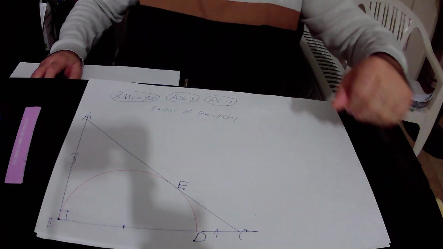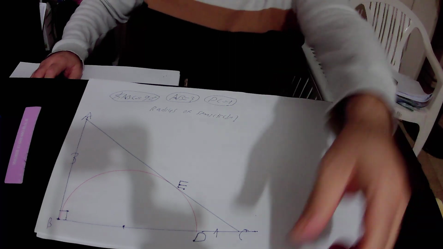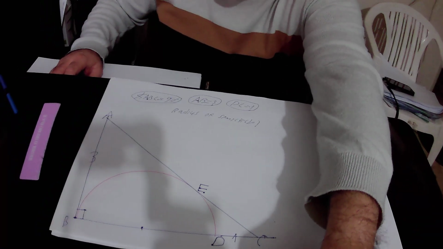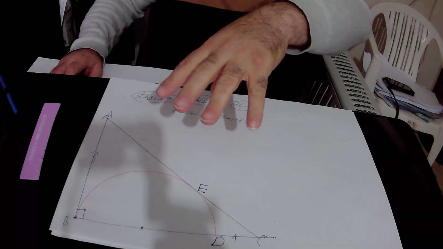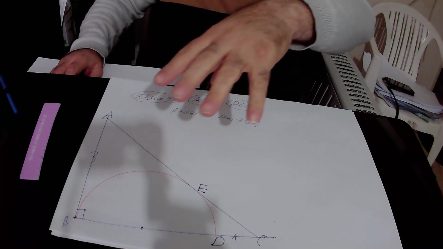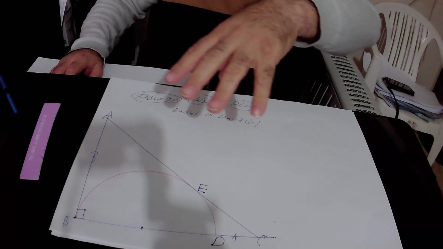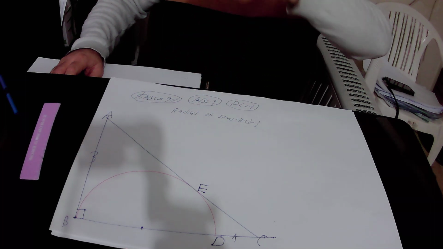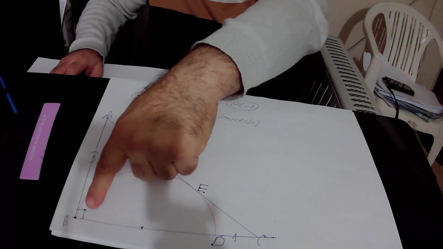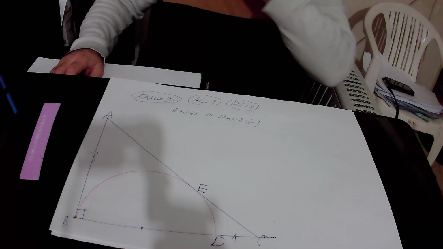Hello, in this lecture we will find the radius of the red semicircle. In the drawing we have triangle ABC. Triangle ABC is a right triangle. This angle ABC equals 90 degrees.